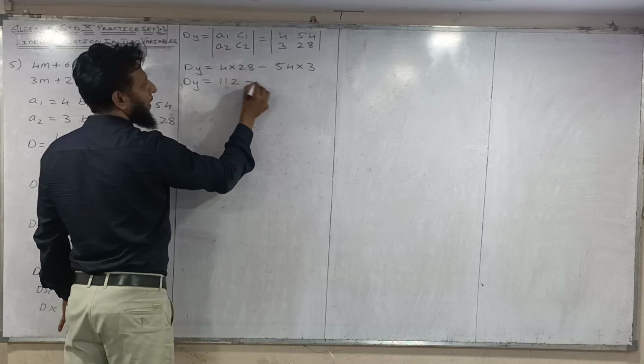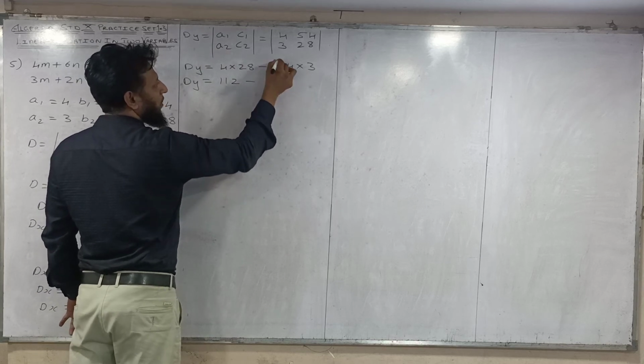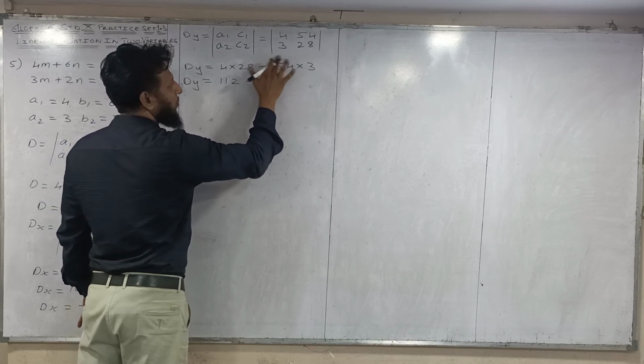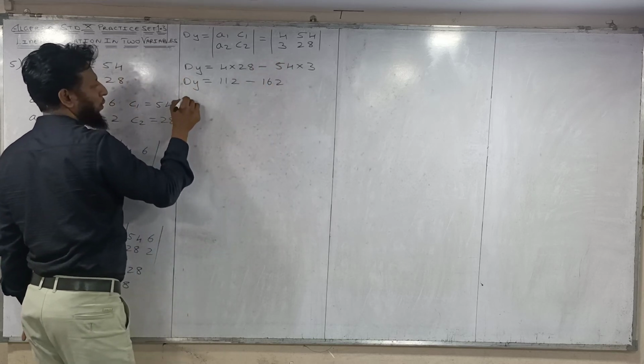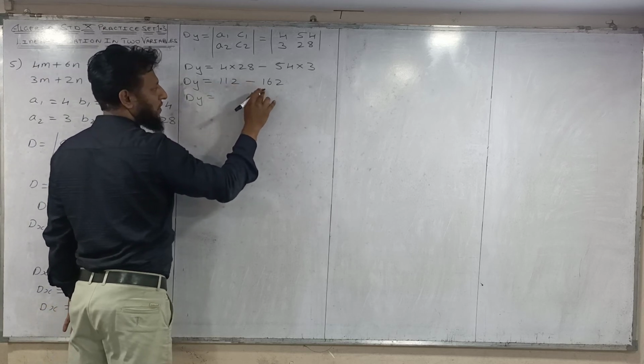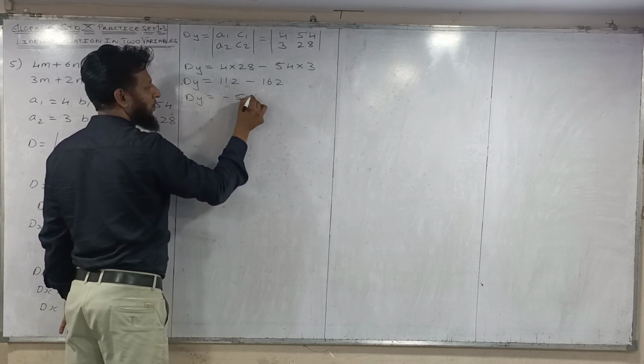Okay, minus sign, 3 4s are 12, 3 5s are 15, 16. Okay, so 162. So determinant y is equal to plus 112 minus 162 gives you minus 50.